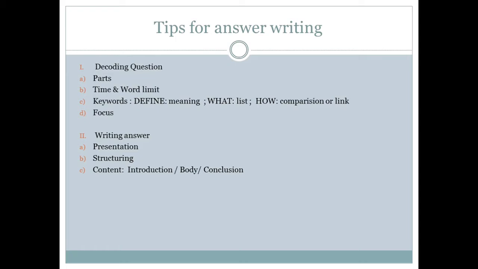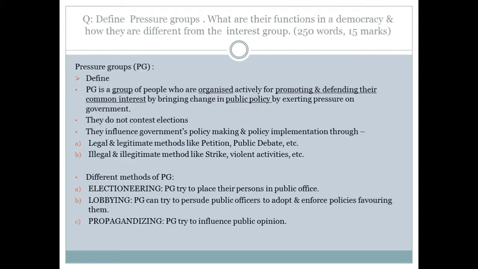Now the fourth thing, which the majority of students will miss, is the focus of the question. What is the focus of the question? Let's read the question again. Define pressure groups. What are their functions in a democracy and how are they different from the interest group? Generally, students will think that the focus is pressure group, but they are wrong. The focus is pressure groups in a democracy. If you are missing the word democracy, then you are missing a lot in your answer.